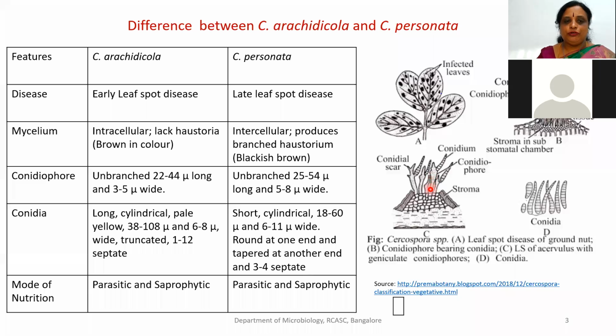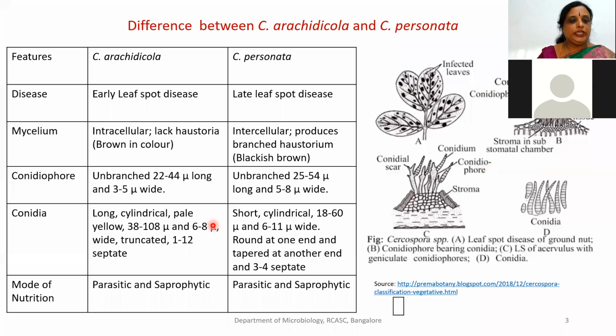Here the conidiophore of Cercospora arachidicola is unbranched. Both personata as well as arachidicola, both have unbranched conidiophores. Once again, what are these conidiophores? These are the structures which bear or produce conidia. They are called conidiophores. In the case of arachidicola, the conidiophore is around 22 to 44 microns in length and about 3 to 4 microns in width. Whereas personata is 25 to 54 microns long. Comparatively, they are longer than those of arachidicola, and it is 5 to 8 microns in width. That is the difference between arachidicola and personata.